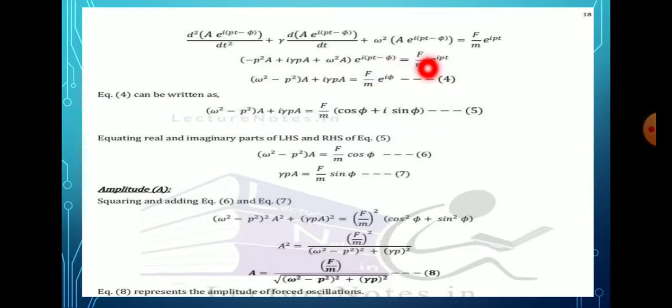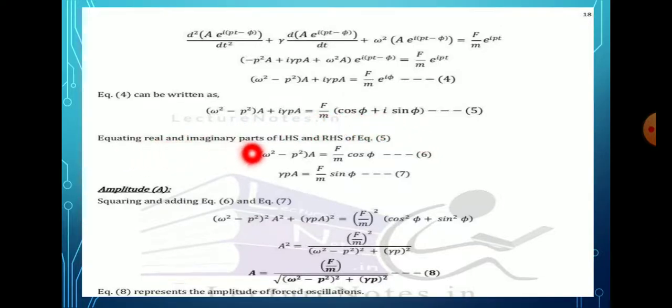When we rearrange these terms, we get p square omega square minus p square into a plus i r p a is equal to f by m e raised to i phi. That is equation number 4. This equation 4 we can write as omega square minus p square a plus i r p a is equal to f by m cos phi plus i sin phi.